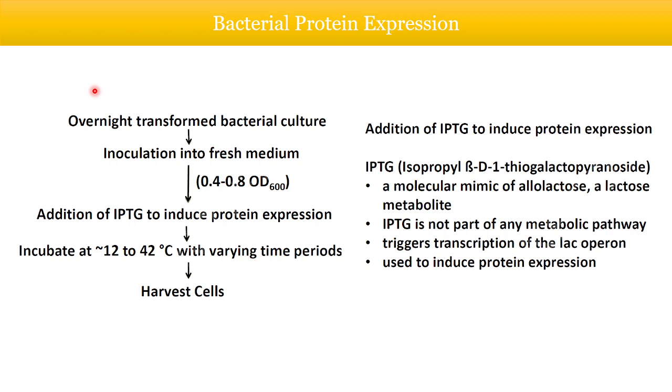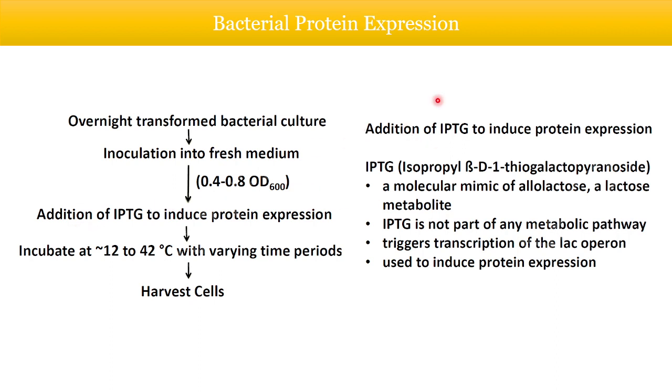So what is the role of IPTG? IPTG is a molecular mimic of allolactose, a lactose metabolite. IPTG does not take part in the metabolic pathway. It triggers the transcription of the lac operon to induce the protein expression. Now you grow this bacteria for about 8 to 12 hours at different temperatures, and you harvest the cells. From the harvested mixture you can get your protein of interest. So primary culture, secondary culture, and IPTG induction are very important steps.